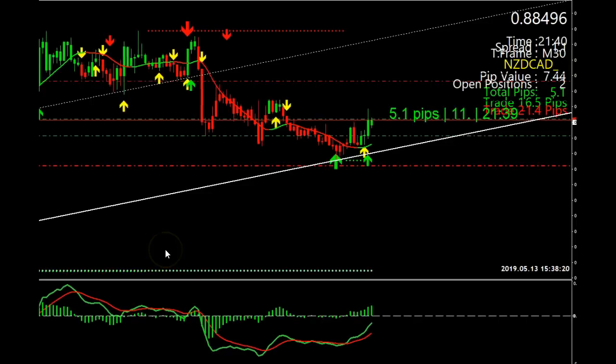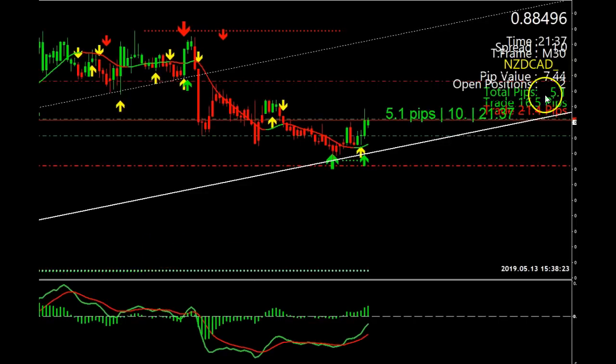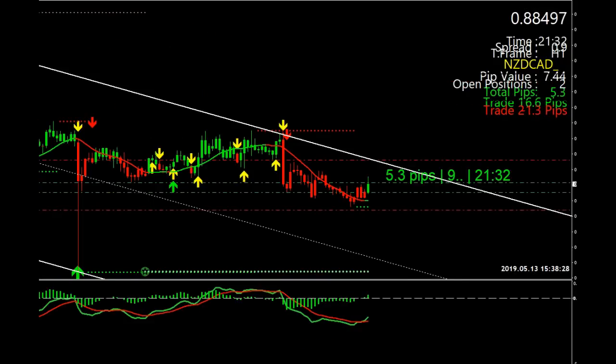So we check how many time frames? 1 to 2. So this is the M30. So let's go up to the 1 hour and see if it has any upward potential. Okay.